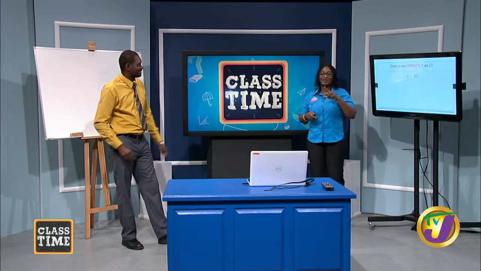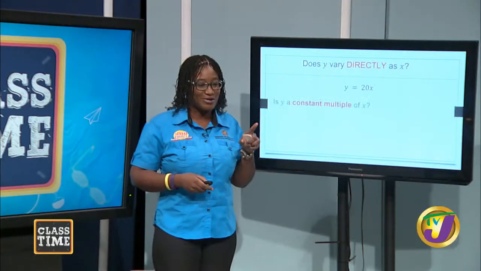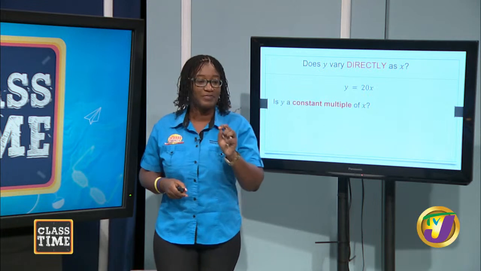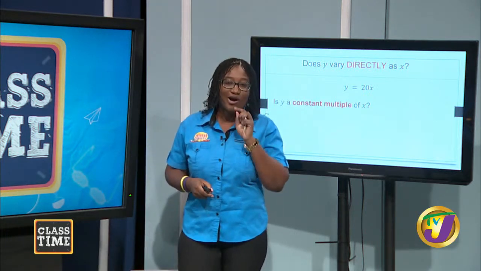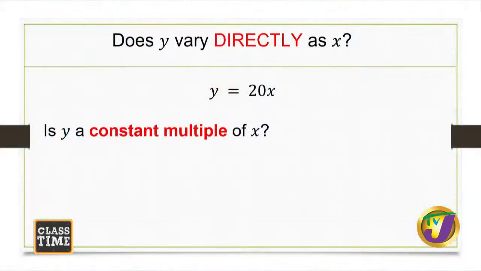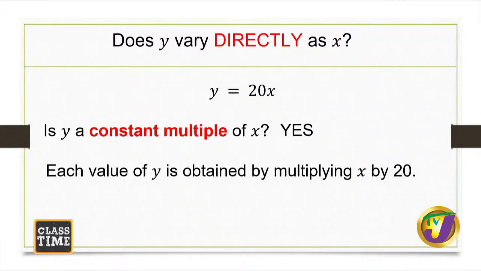All right, so I'm going to ask my students out there the first question. Make sure you're on the ball now. Is y a constant multiple of x? Tell me what you think. Most definitely our students know that out there in TV land. And your answer is? Most definitely it is. Beautiful. And we notice that each value of y, we get by multiplying our x by 20.